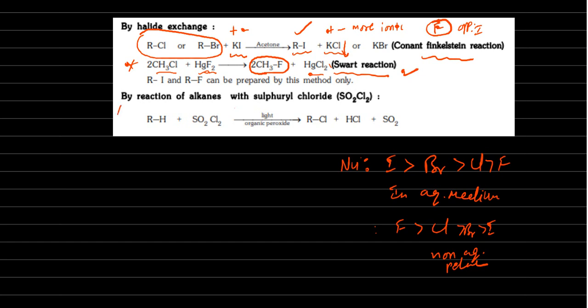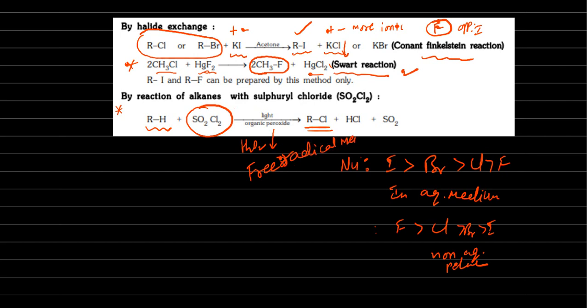Now one more reaction is important here. We take SO2Cl2 as the reagent to prepare alkyl halides from alkanes, in the presence of light and organic peroxide. What is the peroxide? A covalent peroxide. In the presence of peroxide, this undergoes a free radical mechanism.